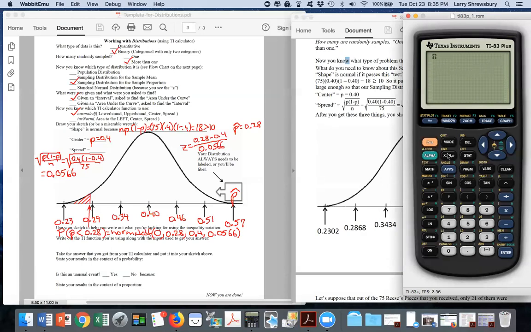Now let's see, second vars 2, 0, 0.28, 0.4, and 0.0566. And if you want to go out more decimal places, you can certainly do that. Yeah, so we knew it was going to be a small probability. Definitely looked like it was less than 2.5%, and it's about 1.7%. So that looks very reasonable according to our sketch.